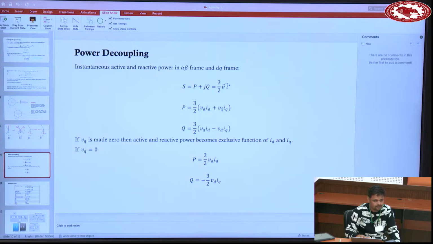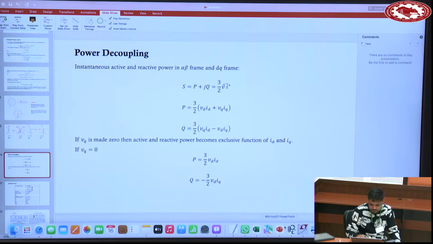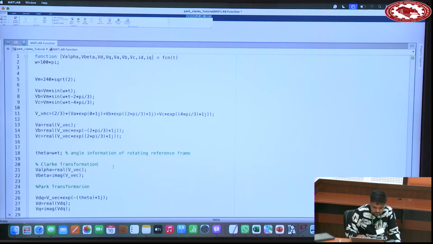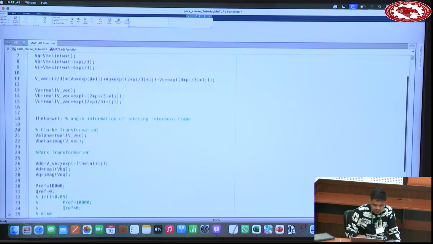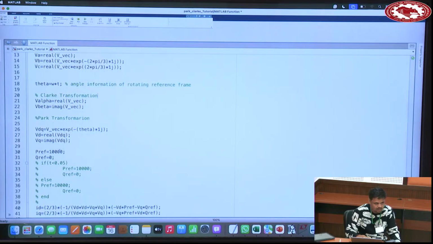Vq, negative peak. So for positive power, Iq should be negative. Okay. I have given P reference to be 10 kilowatt, Q reference to be 0. Which component will be 0? The D component of the current. The Q component will be there, which will be negative. What value it should have you can calculate, but it's okay.